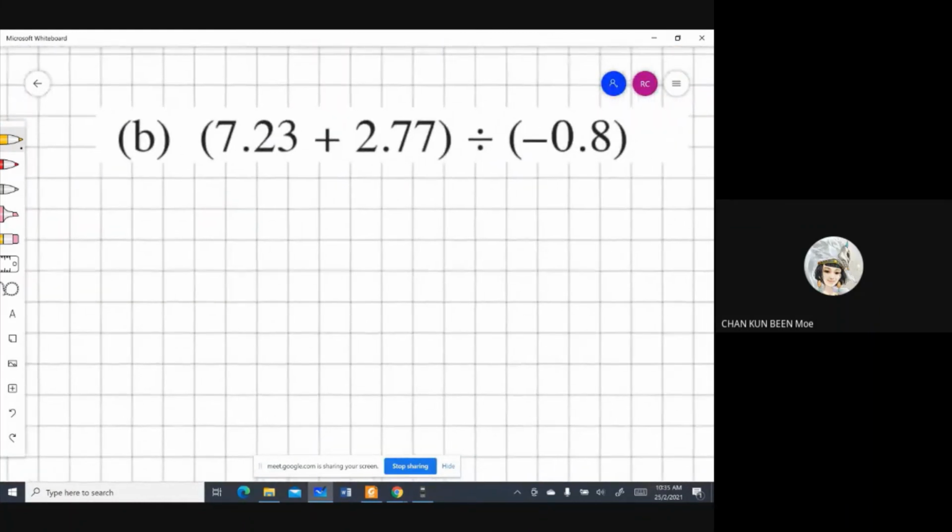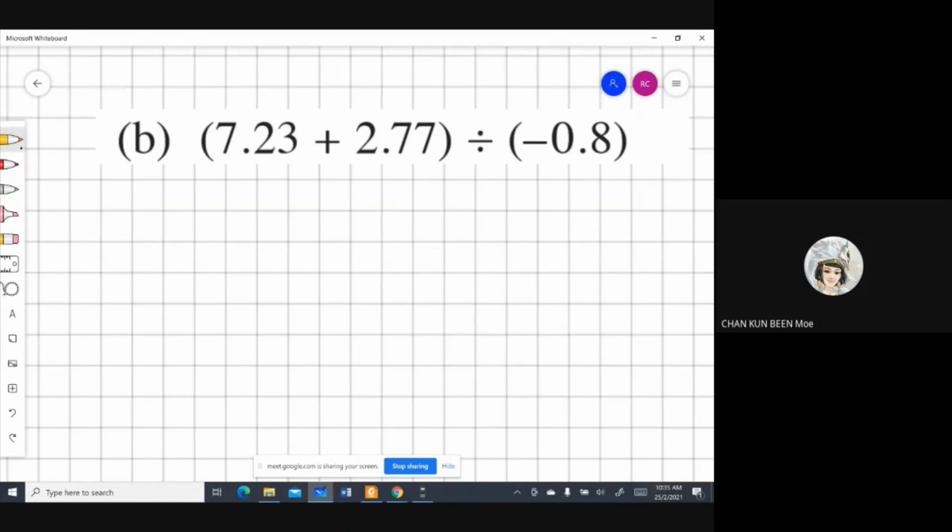Okay, we continue with question B. 7.23 plus 2.77 divided by negative 0.8. This one states very clearly that you have to solve the one in the bracket. The calculation, you do it on another piece of paper. You don't show it here, but I just let you see that you can get the answer from your calculation. Try as much as possible not to use a calculator. At your stage, try to do it on your own first. 7 plus 3, 10. 7 plus 3, another 10. So it is equal to 10.0.